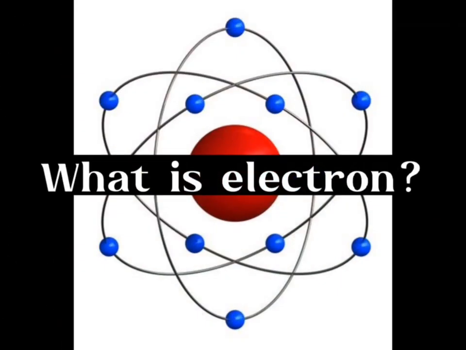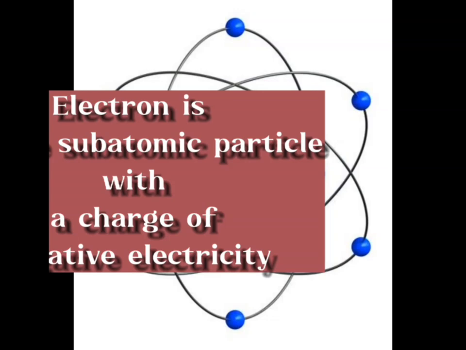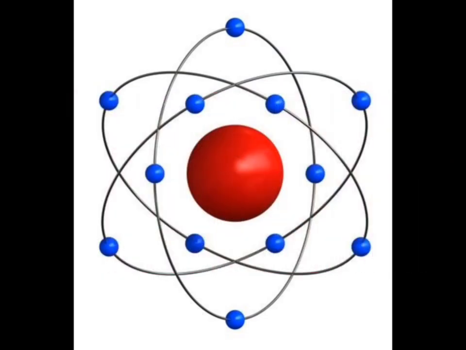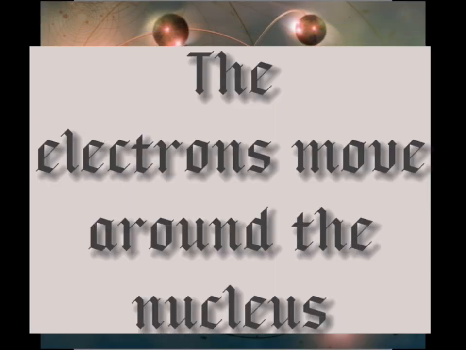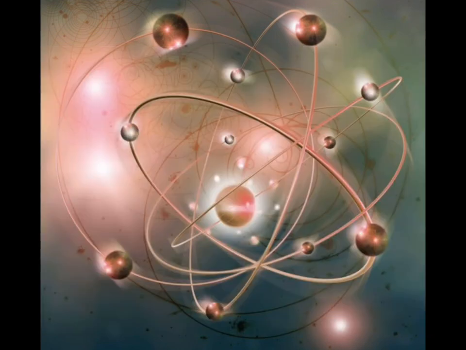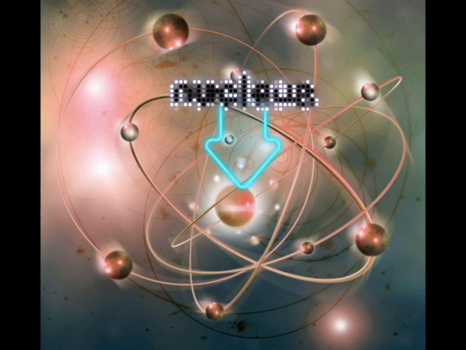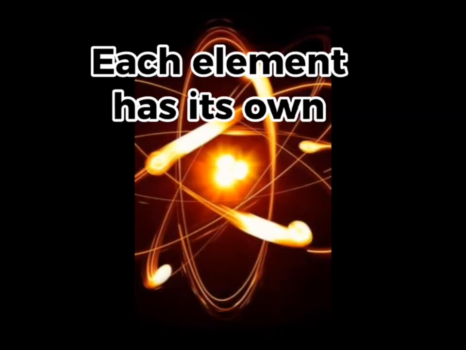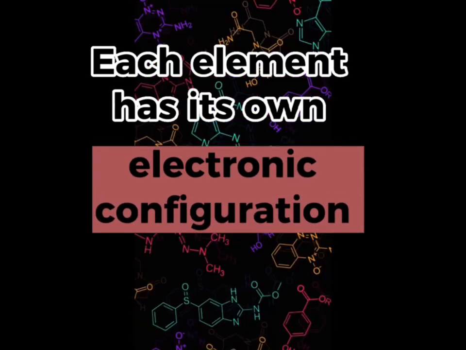What is an electron? An electron is a stable subatomic particle with a negative electric charge. The electrons move around the nucleus. Each element has its own electronic configuration.